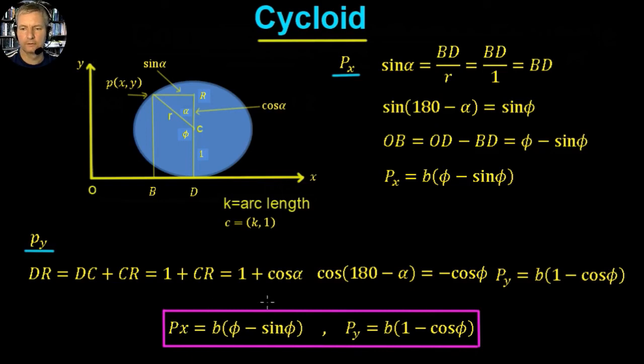So that's us derived our parametric equations for our cycloid. So our P of x is equal to b times phi minus sine phi, and P of y is b times 1 minus cos of phi.